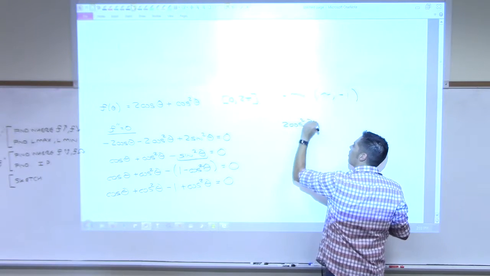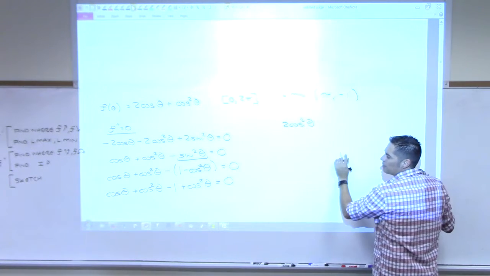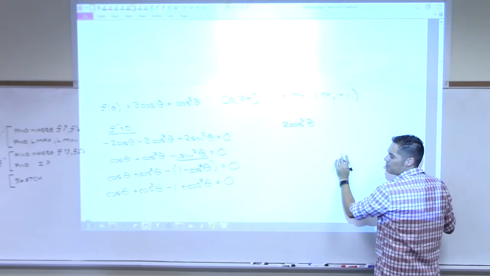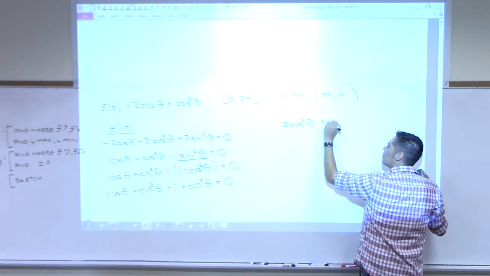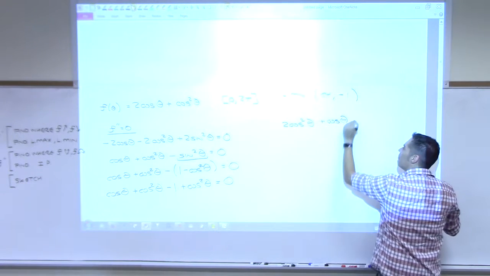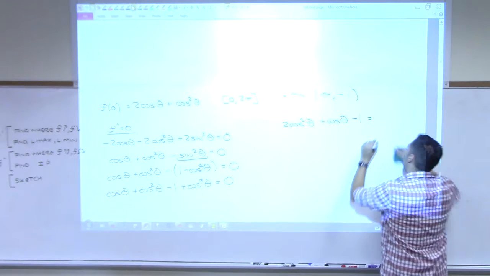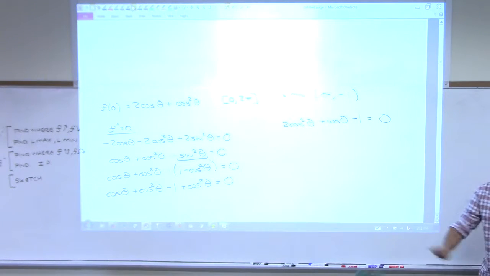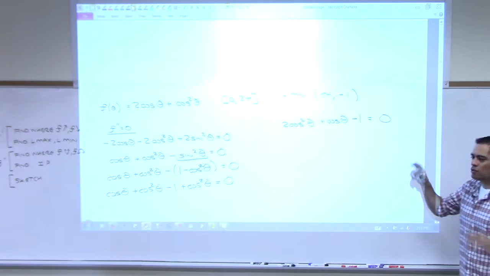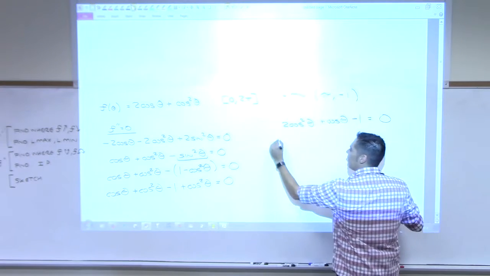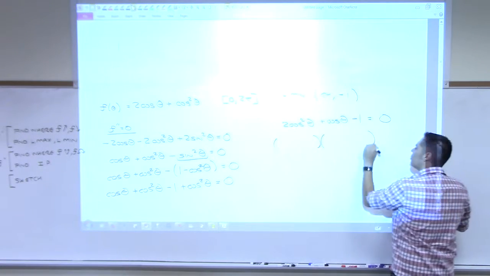No, it's going to work still. Let me just reorder things. I have 2 of those, right? 2 cosine squareds, and then I have a single cosine, and then I have minus 1. Do you remember that from pre-cal? That looks like a quadratic, doesn't it? That actually looks like a quadratic. It's a quadratic form. And so I can factor this into 2 things.